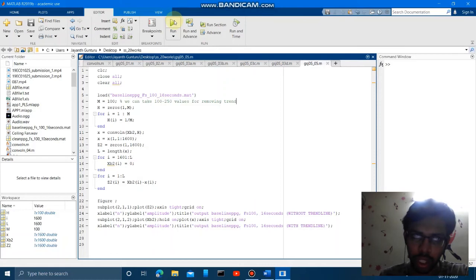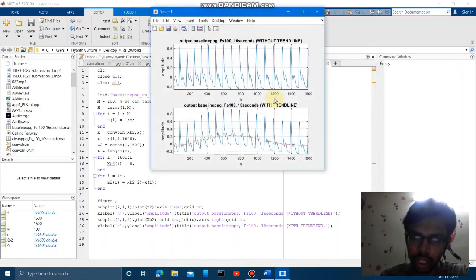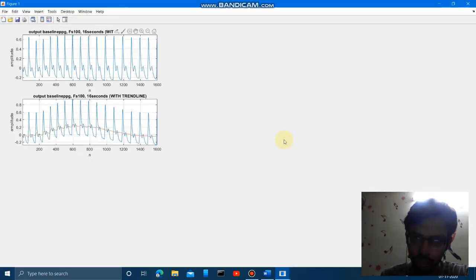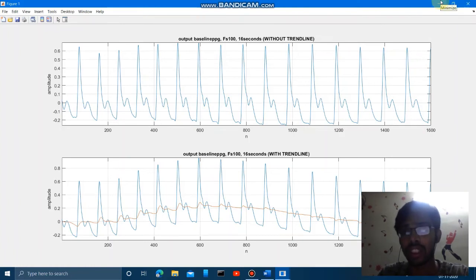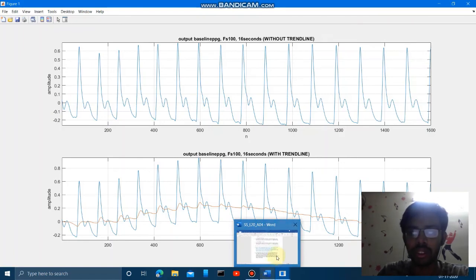If we run this program, we can see there is a trend line in the input and there is no trend line in the output. In this way we can remove the trend by using different mathematical operations, using system B, that is a moving average system. And moving on to the next question.